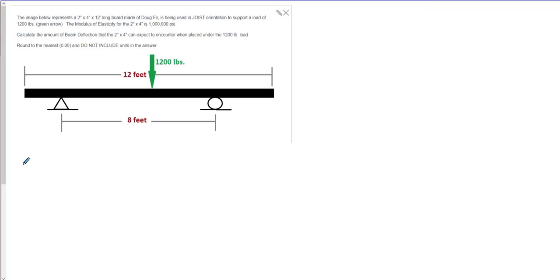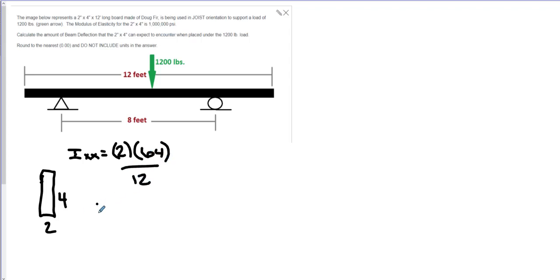Okay, the image below represents a 2 by 4 by 12 long board made of Douglas fir. It is being used in joist orientation to support a load of 1,200 pounds. Joist orientation means that the cross-sectional area is going to look like this. This is going to be 2, this is going to be 4. Moment of inertia is going to be equal to 2 times 4 cubed, which is 64, divided by 12. So moment of inertia is 128 divided by 12, which is 10.67.